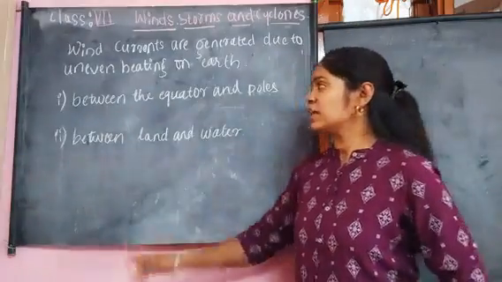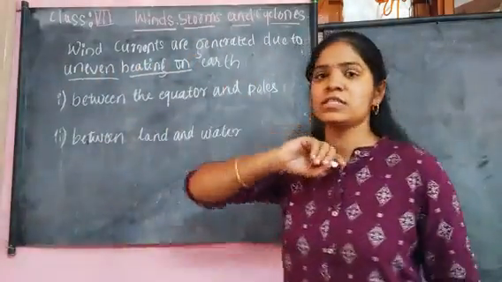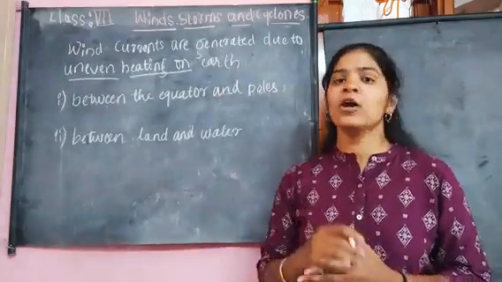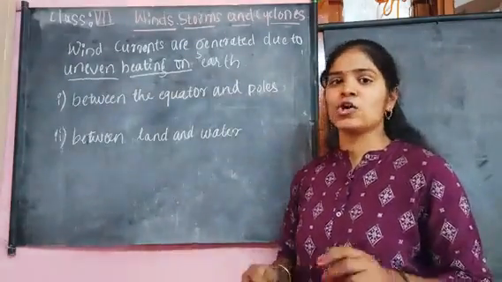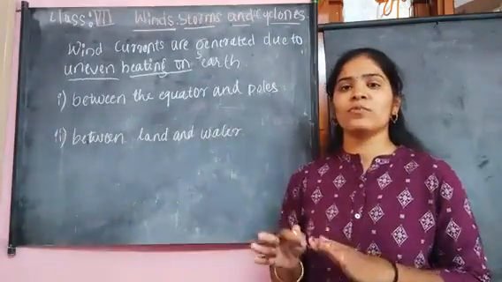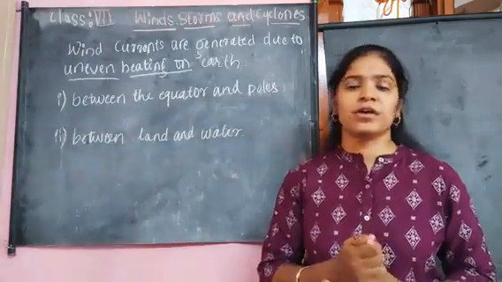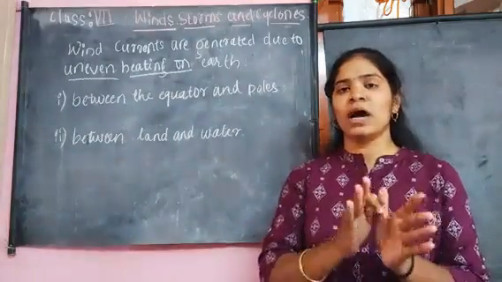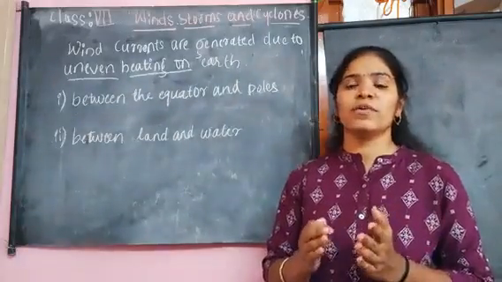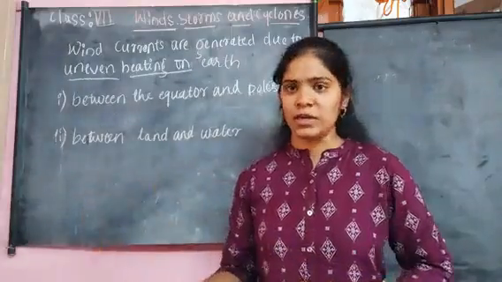So here it is, what uneven heating on the earth's surface means. When the temperature is more, there must be a difference in the blowing of the winds. From where to where is this wind blowing? As I already told, it moves from a higher pressure region to a lower pressure region.